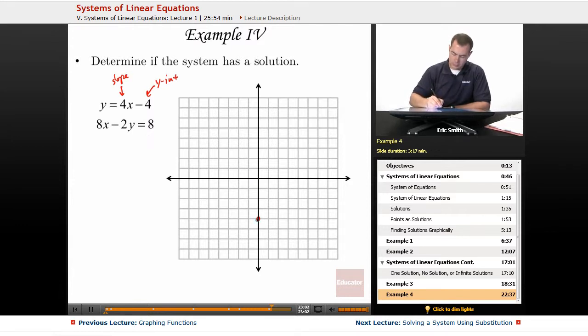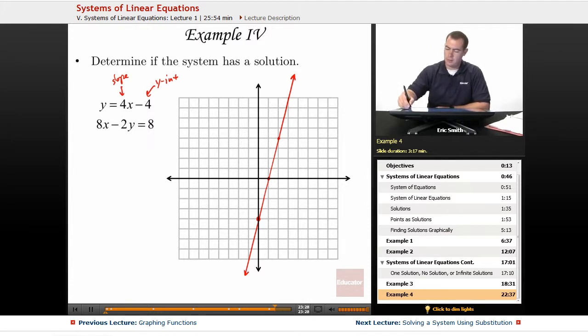So this guy starts at a negative 4, and starting at that negative 4, I'd go up 4 over 1, so up 4 over 1. And just like that, we can go ahead and graph it out. So there's our first line.